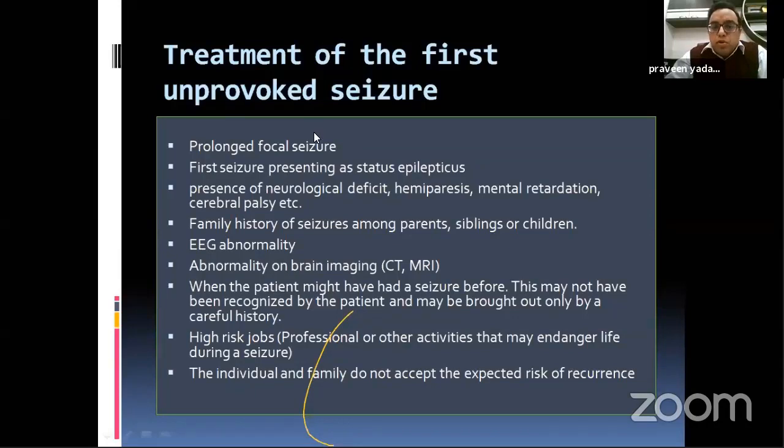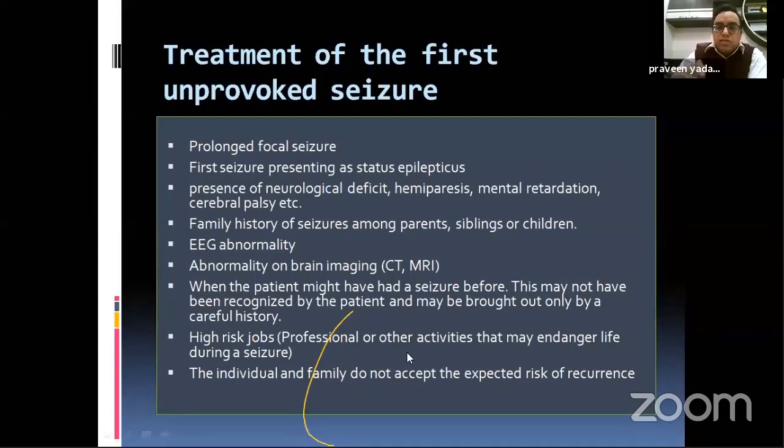If it's a prolonged focal seizure, so you are developing a focal seizure which is very long. If the first episode is a status epilepticus, so a first-time seizure and then the patient goes into status epilepticus, definitely you have to start the medication. If there is a focal neurological deficit, mental retardation or cerebral palsy, you have to start medication. If there is a strong family history of epilepsy, if the EEG is abnormal, if the imaging is abnormal, and if there is a high risk job. So if the patient is a pilot, driver, and all those things, you cannot take the chance of further seizure. So definitely you have to start the medication.